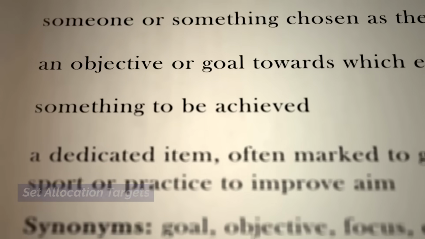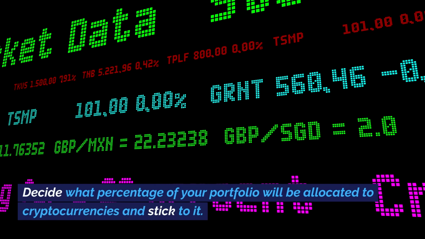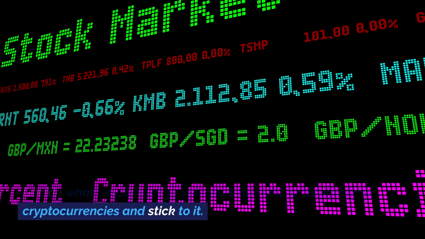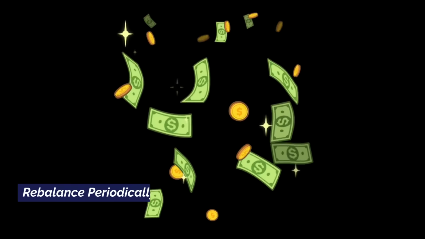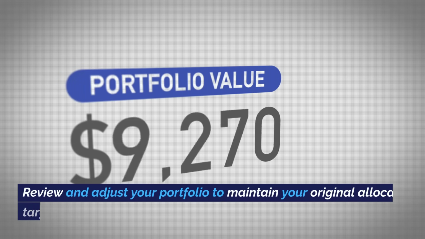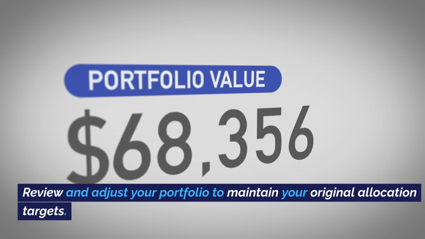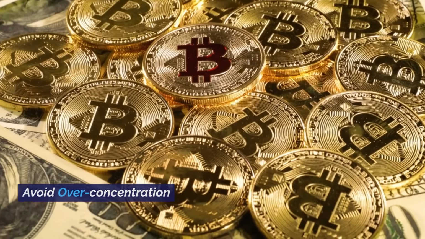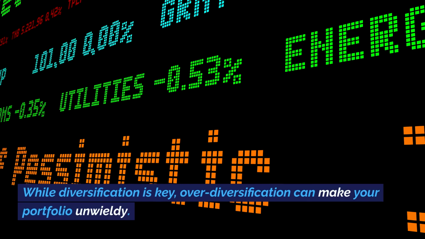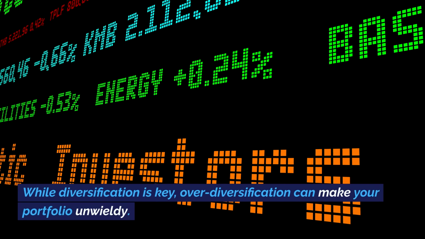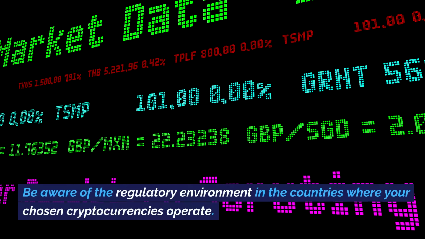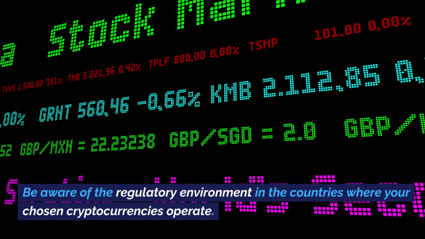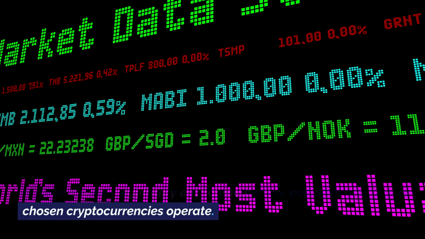Set allocation targets. Decide what percentage of your portfolio will be allocated to cryptocurrencies and stick to it. Rebalance periodically. Review and adjust your portfolio to maintain your original allocation targets. Avoid over-concentration. While diversification is key, over-diversification can make your portfolio unwieldy. Consider regulatory factors. Be aware of the regulatory environment in the countries where your chosen cryptocurrencies operate.